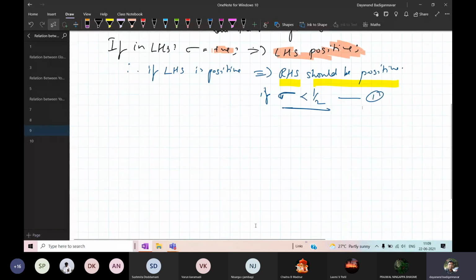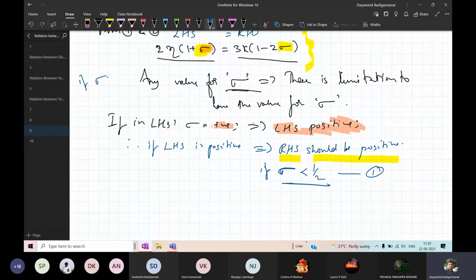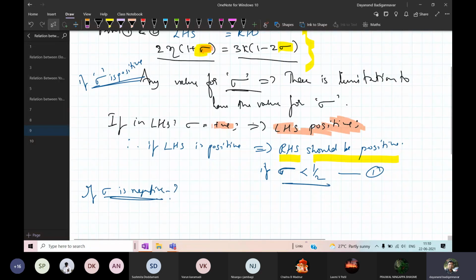Similarly, there is the other case. Sigma can be negative also. The first case I have taken is if sigma is positive. So there is the other possibility, if sigma is negative. How much should be the value of negative sigma? If you look at the equation for negative sigma, then LHS will be negative. Sir, equation number 3, sir.